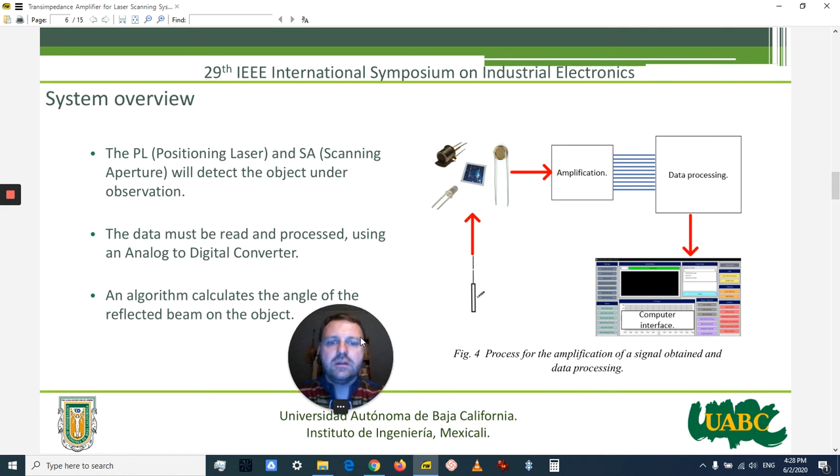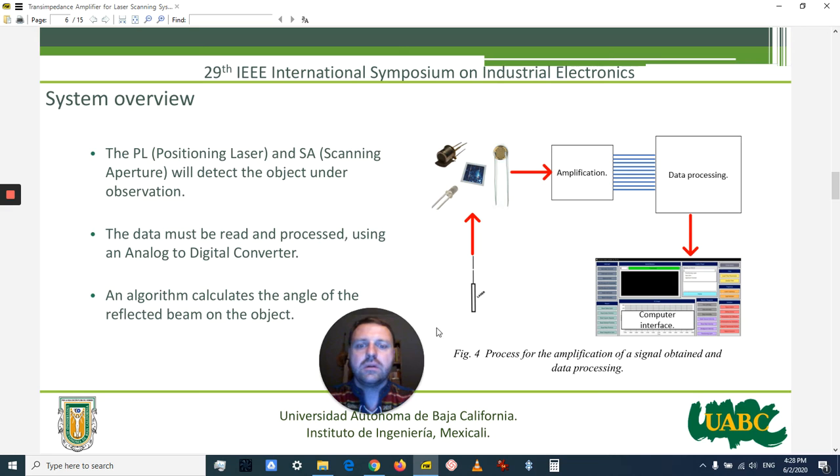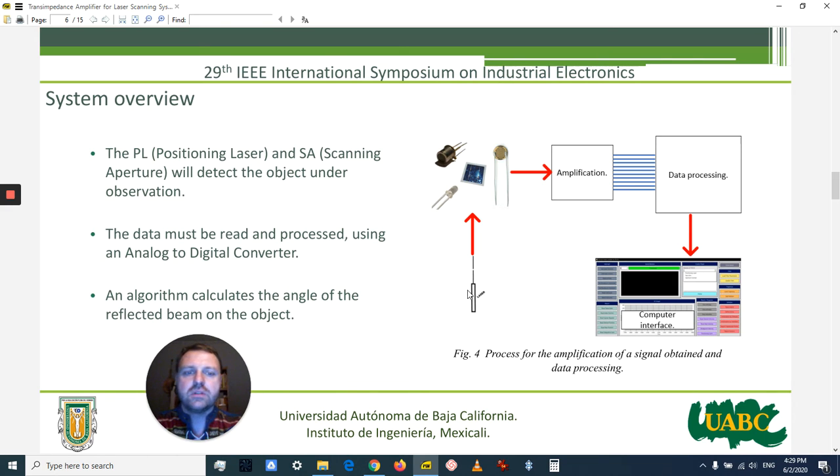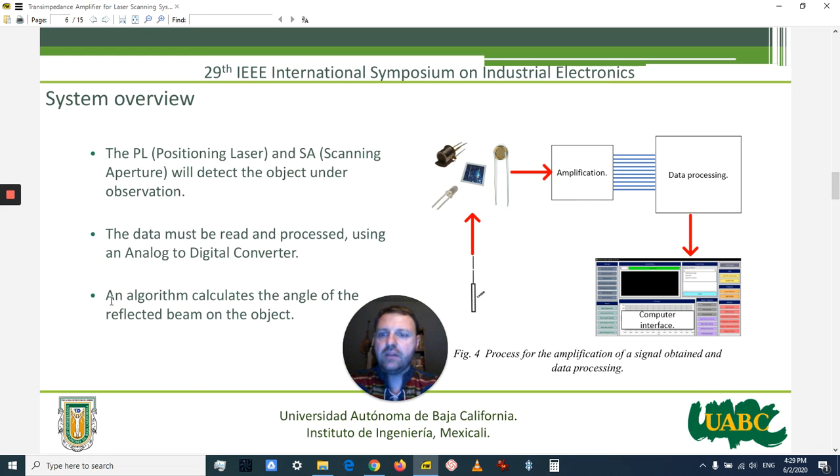So we have here a little system overview of our scanning aperture. The laser gets reflected, and the laser signal gets processed by optical sensors. They convert the optical signal to electrical signals, which then get amplified and later processed. The data must be read and processed using analog-to-digital converters, of course, and an algorithm which we also invented is used to calculate the angles of the reflected laser beam.